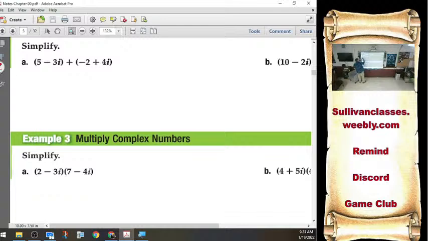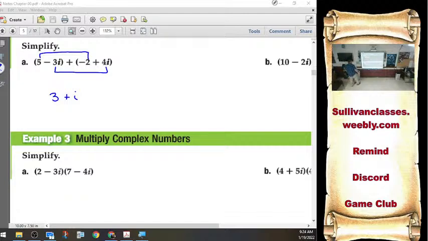I can add and subtract them, pretty simple. I take the real parts together and the imaginary parts together. Veterans of my Algebra 2 will remember the phrase, keep your real friends separate from your imaginary friends, or else you won't have real friends, right? 5 plus a -2, -3i plus 4i. Put your real friends with your real friends and your imaginary friends with your imaginary friends.